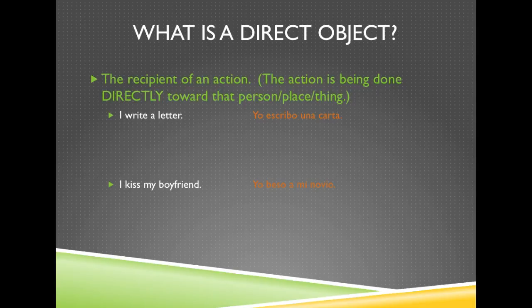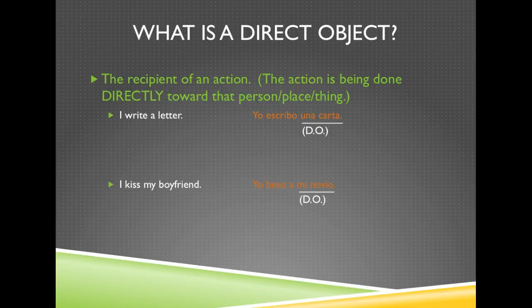The same works in Spanish. So yo escribo una carta is an example, and in this particular example, a letter would be my direct object, una carta. In Spanish, yo beso a mi novio, the direct object would be my boyfriend, mi novio. You'll notice that when a direct object noun is used in Spanish that happens to be a person or a pet, we use the personal a.